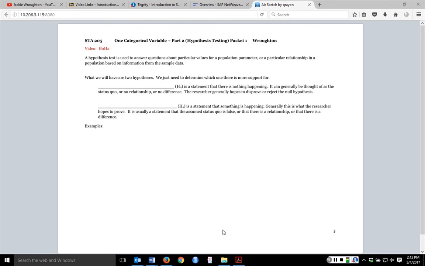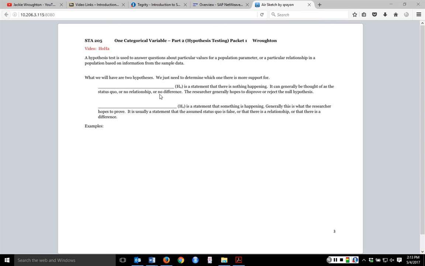So we are trying to figure out, based upon our sample of cookies that we did with people, can people tell the difference between the two types? Not just for our sample, but is that true for everybody else? Is that true for the entire population? Every time we do a hypothesis test, there will always be two hypotheses.